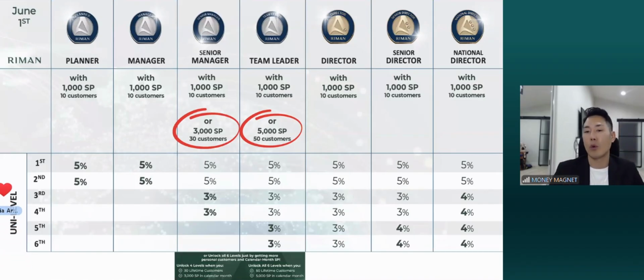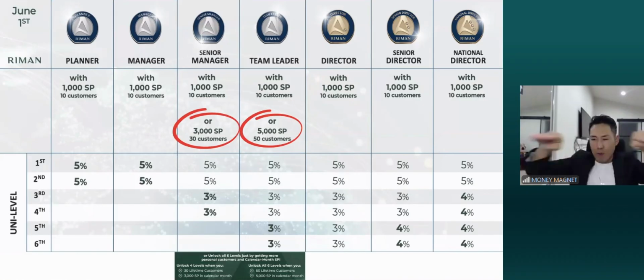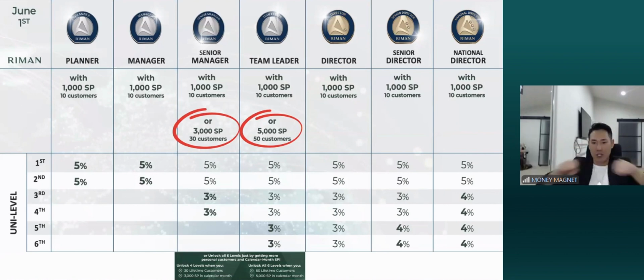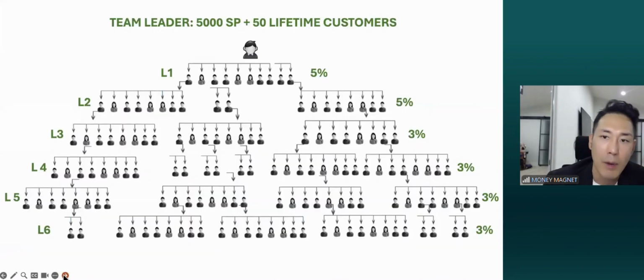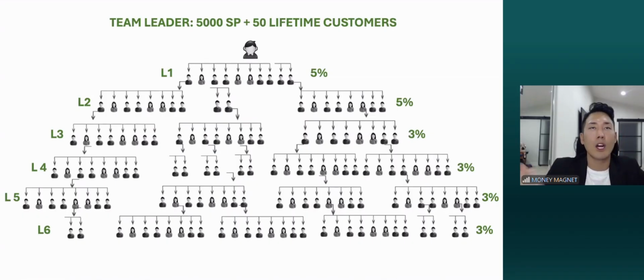So this is how the uni level works. Per level, you're getting paid 5% on one level, 5% on the second level, 3% on the third level. So remember, as you get paid on levels, go wide. Set yourself up for success from the jump. All right, so this is really what a team leader or a 5,000 SP, 50 lifetime customer payout really looks like. In a perfect world, 10 people aren't going to bring in 100, that bring in 1,000, that bring in 10,000. It just doesn't work like that.